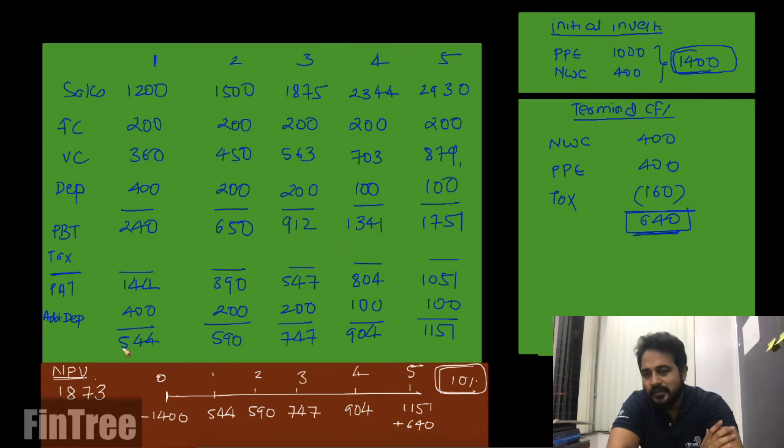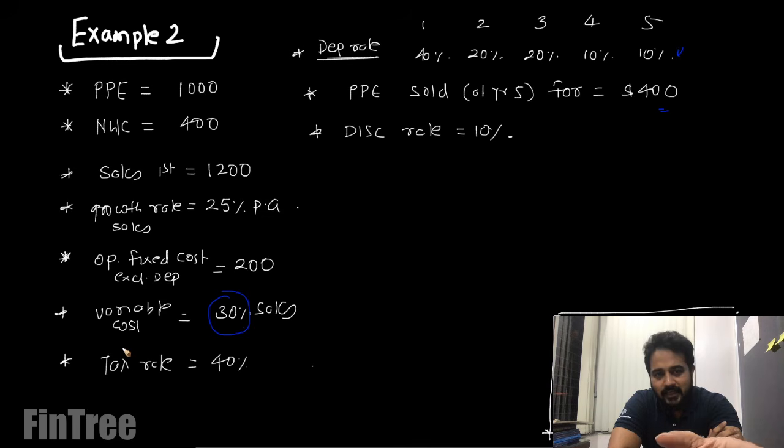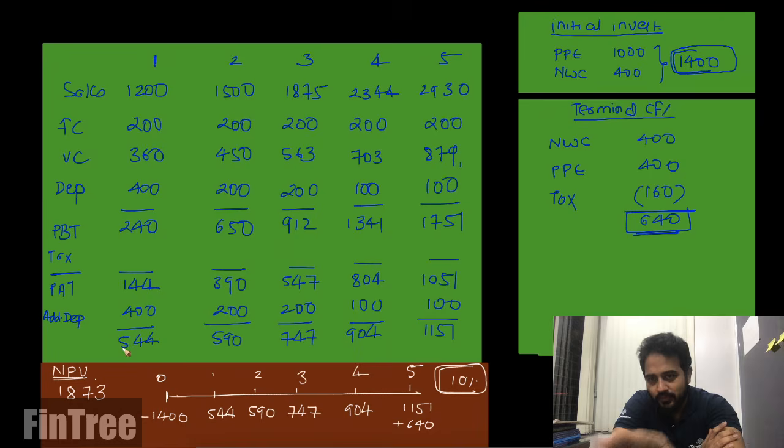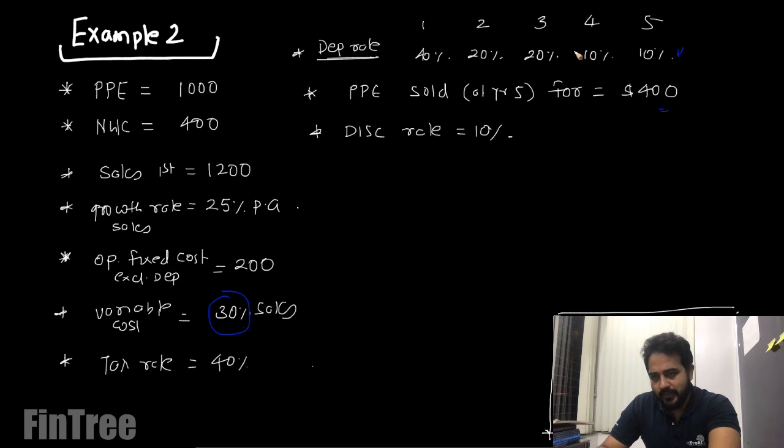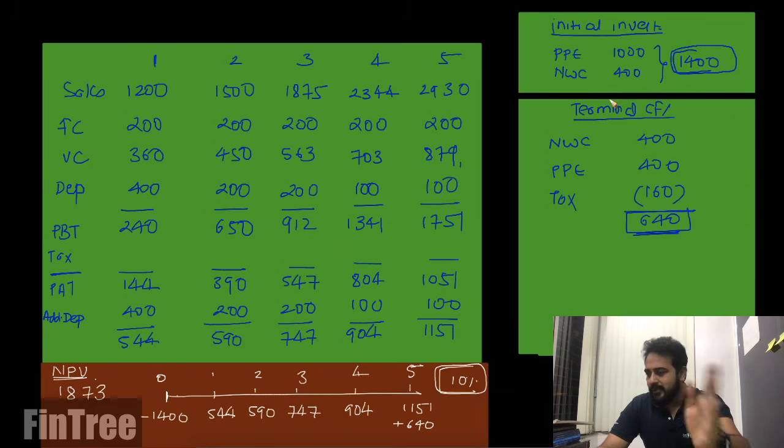So Anup, the PPE part was kind of simple here. You parked in 1000, so 1000 becomes the initial cash outflow, and then you charge depreciation. The schedule was given: 40, 20, 20, 10, 10. So you just do 1000 into 40%, 20%, 20%, 10%, 10%. That's charge the depreciation, add back the depreciation. Your book value of PPE becomes correct, Anup.